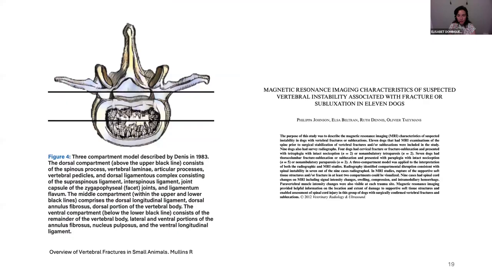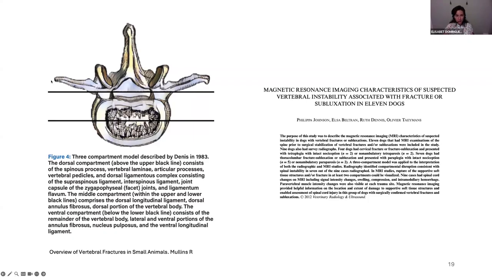If you don't remember the anatomy very well, there's a picture here, and we also have a reference to a paper that talks in general about vertebral fractures in small animals. And then this other paper, from 2012, describes this theory or model of three compartments in dogs that have vertebral trauma.